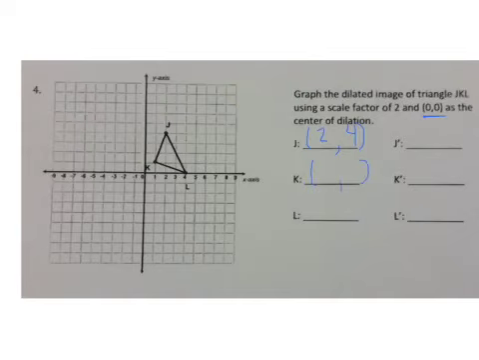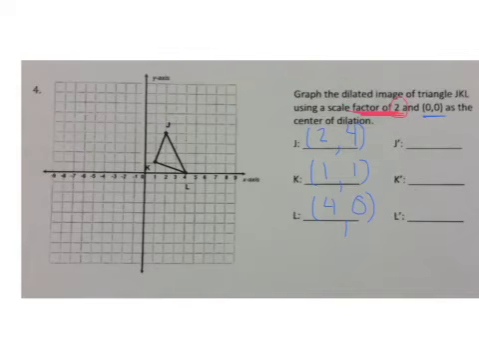And then we're going to name point K. So point K goes right 1 and up 1. And then point L goes right 4. And then we're going to stay right at 0. So now we're going to look at this. It says graph the dilated image using a scale factor of 2. Well, 2 is larger than 1, so that means that our triangle is going to become larger. We're going to enlarge it. And all we're going to do is multiply all of our coordinates by 2.